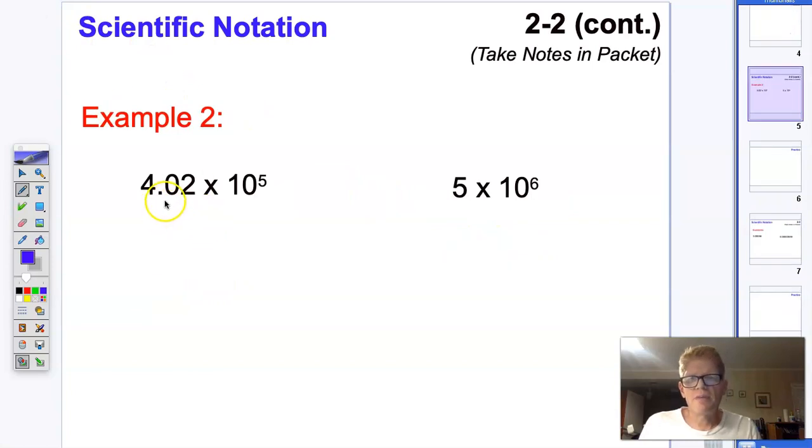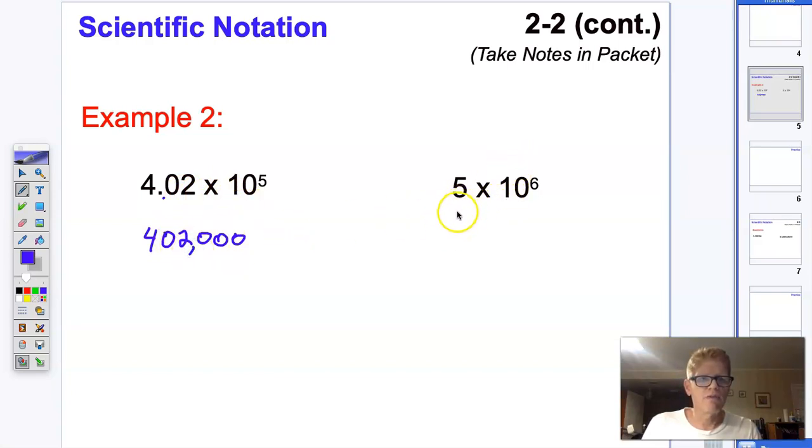Now let's take two examples and convert them back. 4.02 times 10 to the 5th. I'm going to take my 4 and I'm going to move that decimal point over 5 spaces. That's going to give me 0, 2, and then 3 more zeros. So 4.02 times 10 to the 5th is 402,000.